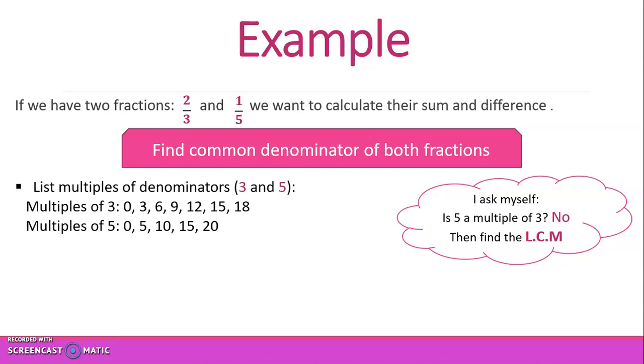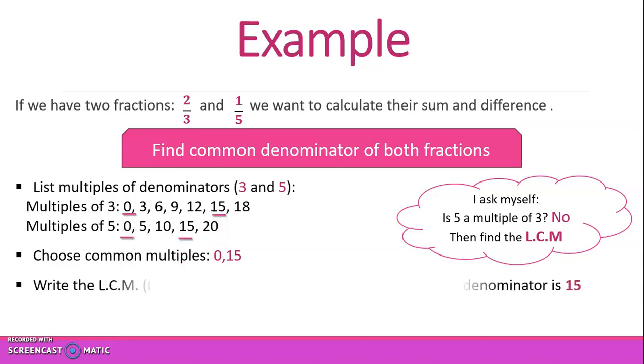First, I list the multiples of denominators, which are 3 and 5. Second, I choose the common multiples, which are 0 and 15. Third, I write the LCM, which is the least common multiple. It's 15. Then the common denominator is 15. Now I can calculate the sum and the difference.